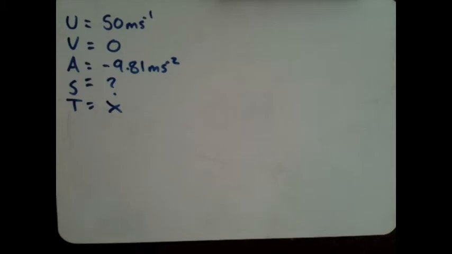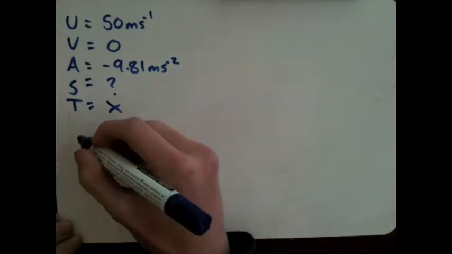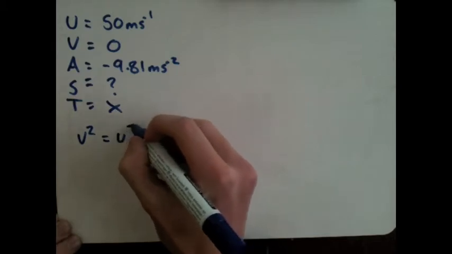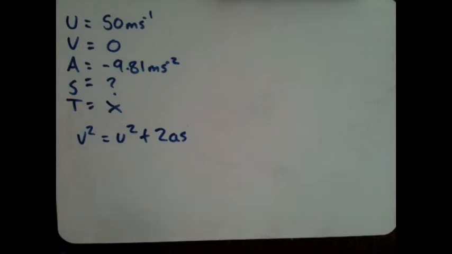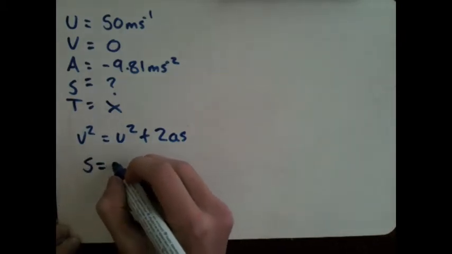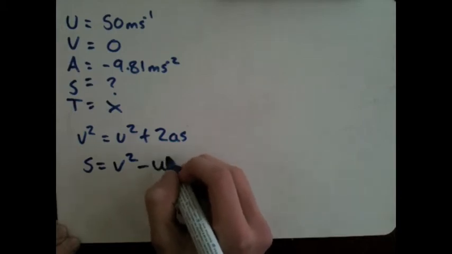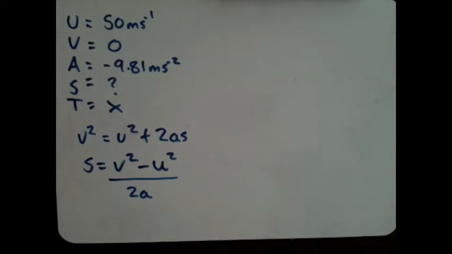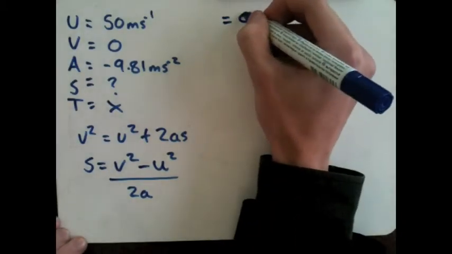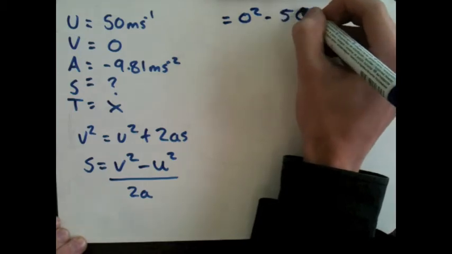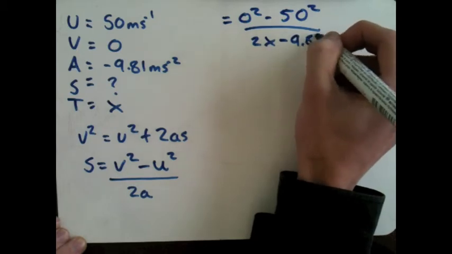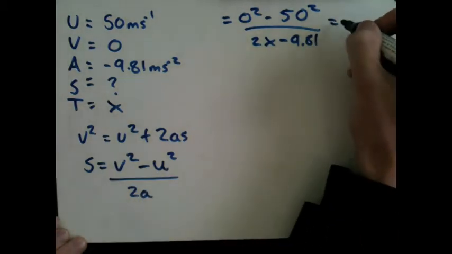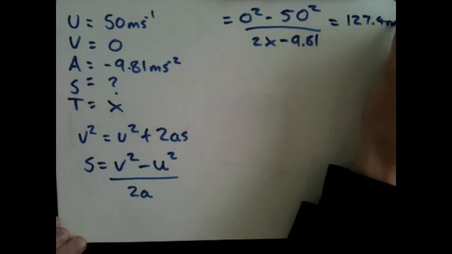We then get the correct equation, V squared equals U squared plus 2AS. Once again, we rearrange it into S equals (V squared minus U squared) over 2A. Then we plug in our numbers: 0 squared minus 50 squared over 2 times minus 9.81. This results in the distance being 127.4 meters.